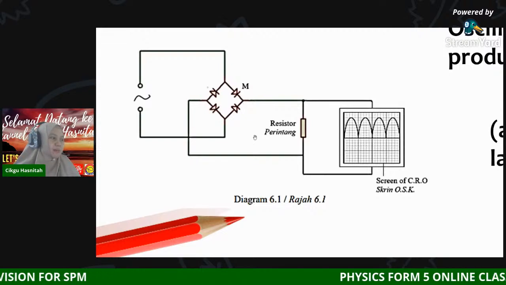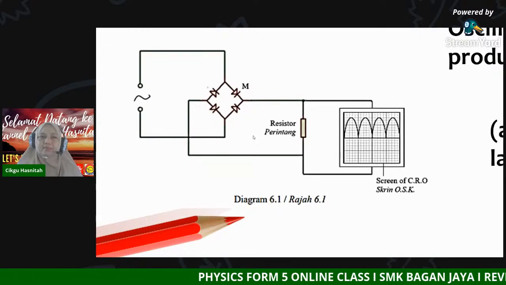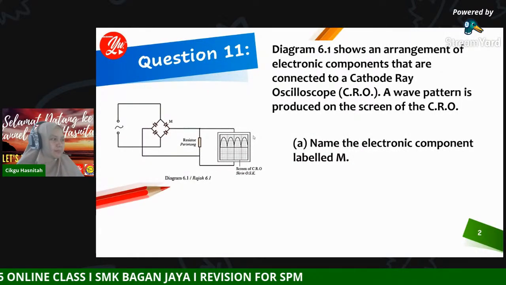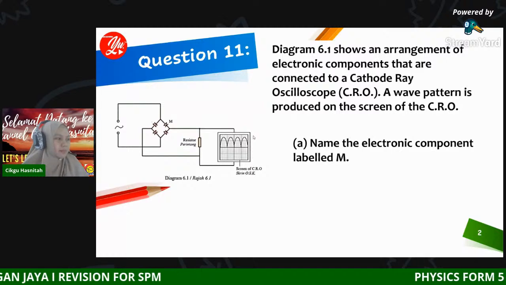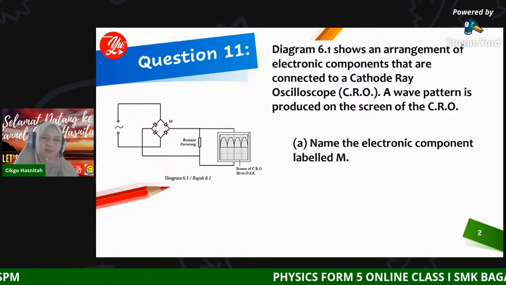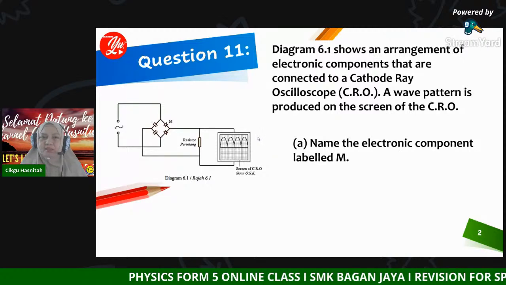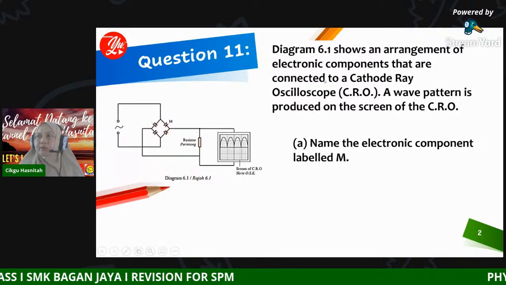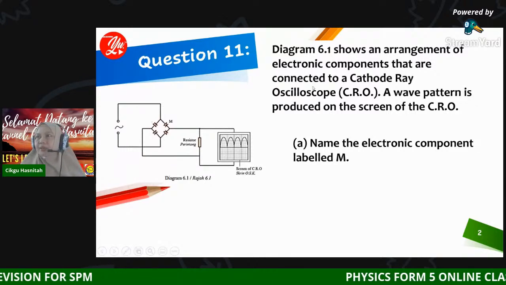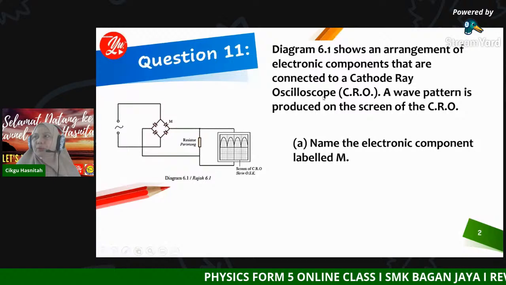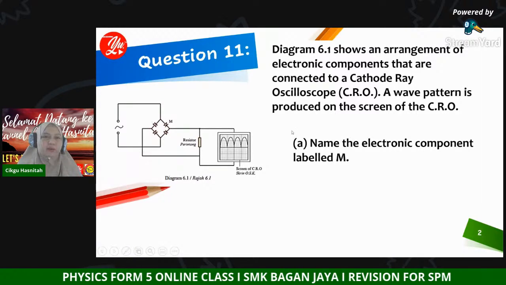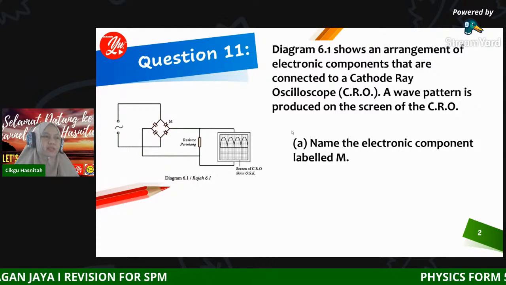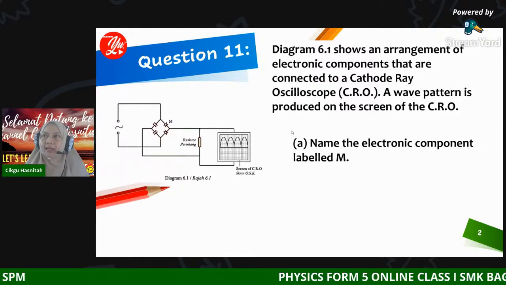Can you tell me which chapter this question relates to? Anyone? It shows an arrangement of electronic components connected to a cathode ray oscilloscope, CRO, and a wave pattern is produced on the screen of the CRO. The first question asks you to name the electronic component labelled M. So this is a question on chapter 4, electronics.